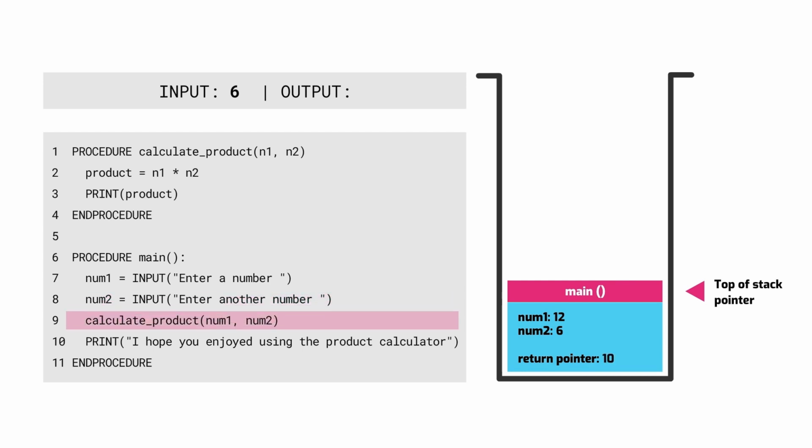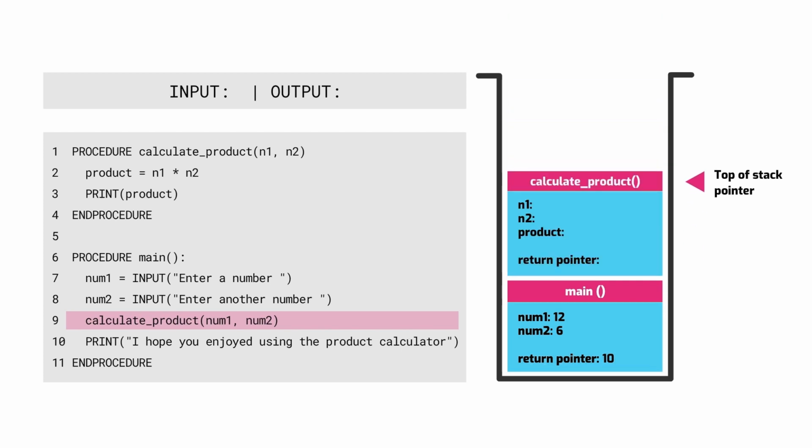Now the subroutine calculate product is called. The stack frame for main is holding the return pointer for line 10, which is the next line of main to be executed. At this point, another stack frame is created for the subroutine calculate product. It will have memory allocation for its parameters n1 and n2 and for the local variable product, as well as space to store the return pointer.